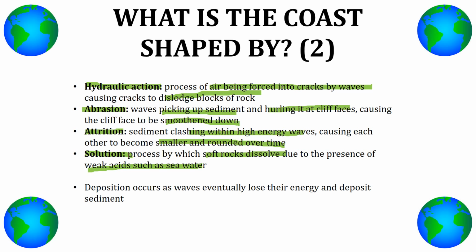So, moving on, we have got deposition, which occurs as waves lose their energy and deposit sediment. So when a wave is not approaching the shore yet, it's got quite a lot of energy because there could be a storm present, for example, and then as they approach the coast, they lose their energy eventually because they are approaching the shore and they deposit this sediment.